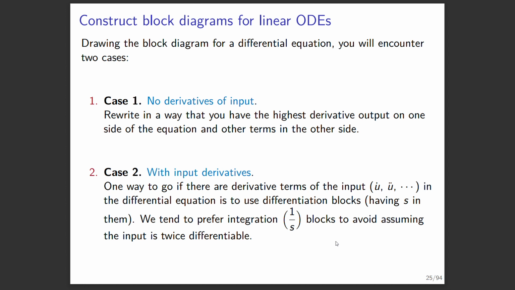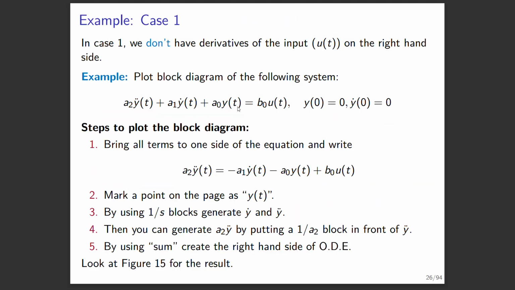We are going to study two cases. In case 1, we don't have derivatives of the input. In case 2, we have derivatives of the input. So our equation has u dot, u double dot, and higher order derivatives of the input. So case 1, we don't have derivatives of the input. So we have a differential equation here. We assume a2, a1, a0, and b0 are numbers. Assume it's like 5 y double dot negative 1 y dot plus 3y equals 17u. Okay, there is no u dot anywhere. That's what we mean. In case 1, we don't have derivatives of the input. There's no u dot. We just have u.